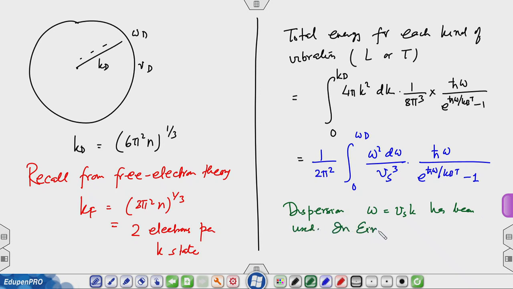In Einstein's model, omega had no dispersion. It was fixed. Here what we are saying is that these atoms can vibrate with many different frequencies, with the largest frequency being omega d, and omega d is determined by the condition that the total number of modes is equal to the number of atoms. If you take the number of atoms per mole, whatever answer you get is going to be a per mole answer. So, this is the total energy.